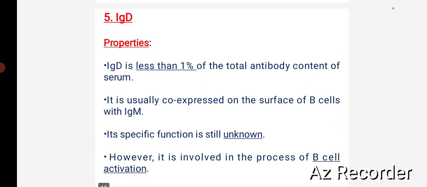Next, move on to type 5, IgD. Properties of IgD. The IgD is less than 1% of total antibody content of serum. It is usually co-expressed on the surface of B cells with IgM. Its specific function is still unknown. However, it is involved in the process of B cell activation.